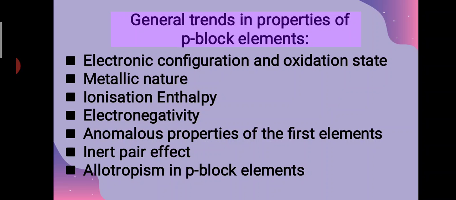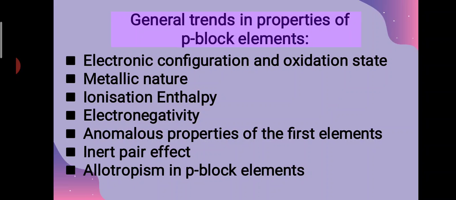Then we saw the metallic nature. As you move down the group, the metallic nature increases. Next we saw the ionization enthalpy. The amount of energy required to remove an electron is called ionization enthalpy. As you move down the group, the ionization enthalpy decreases from top to bottom. This is because of the size of the atom. The size of the atom increases, therefore the ionization enthalpy decreases.